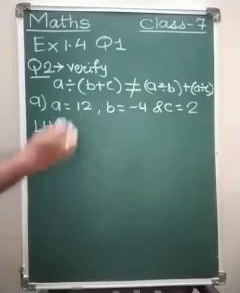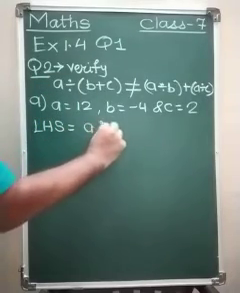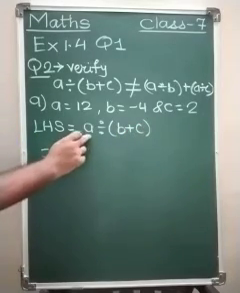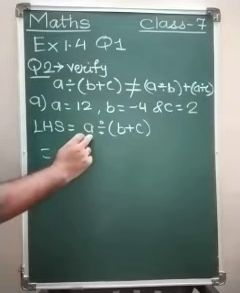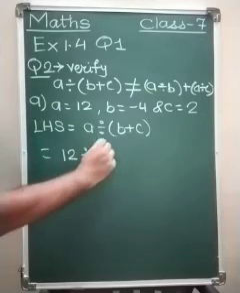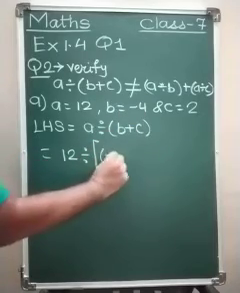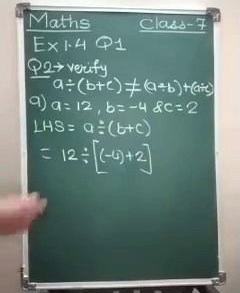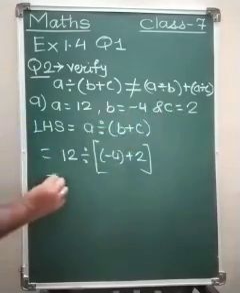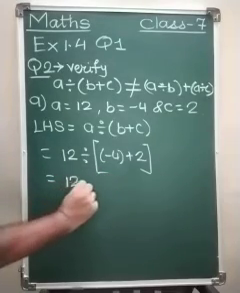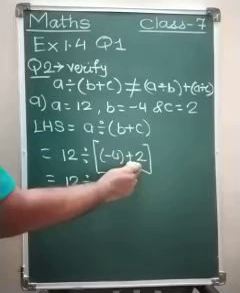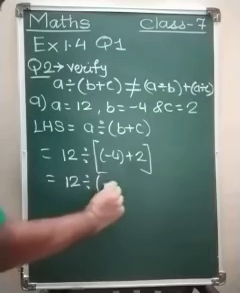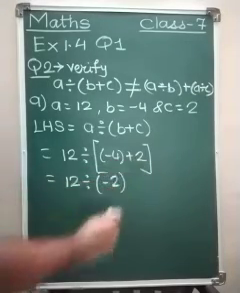LHS equals, this is the left hand side, A divided by (B plus C). Now what is A? The value of A is 12, so put 12 wherever A is there. Rest all will be same, divided by B which is -4, plus C which is 2. So 12 divided by (-4 plus 2). Again, first we'll solve the bracket. -4 plus 2, minus and plus, the operation performed would be subtraction and the sign of the bigger number, so this will be -2. Out of 4, 2 is gone.